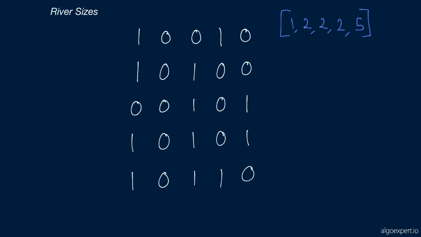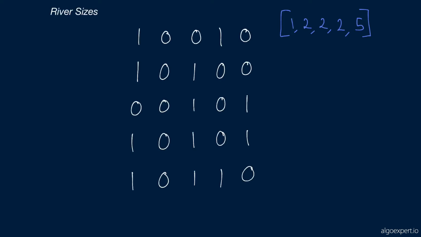Every zero represents a part of land, and every one represents a part of a river. And a river basically consists of a bunch of ones that are adjacent, right next to each other, either horizontally or vertically. And you have to write a function or an algorithm that is going to return an array of all of the sizes of the rivers contained in the matrix.